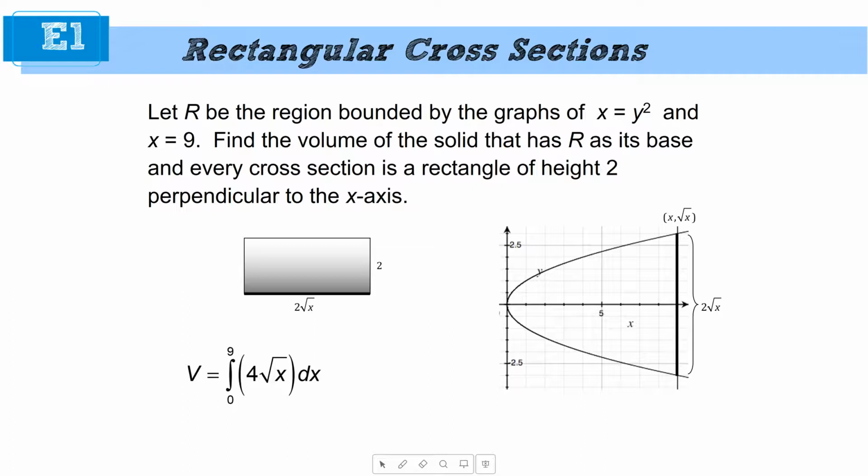Okay, good. It's 2 times because this would be the square root of x, that's the square root of x, that's 2 square roots of x. There's my entire formula right there. Done. That's the area of any one of those rectangles at any point in time. And I'm taking rectangles starting at 0, which would be the smallest rectangle, all the way out to 9, which would be the biggest rectangle.